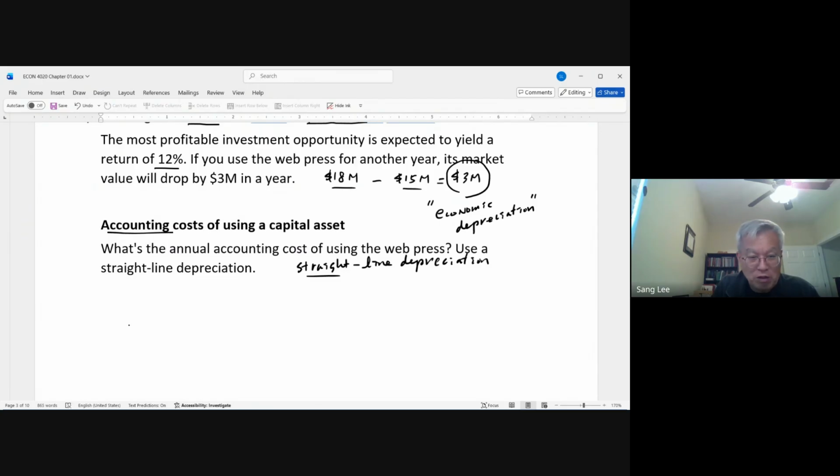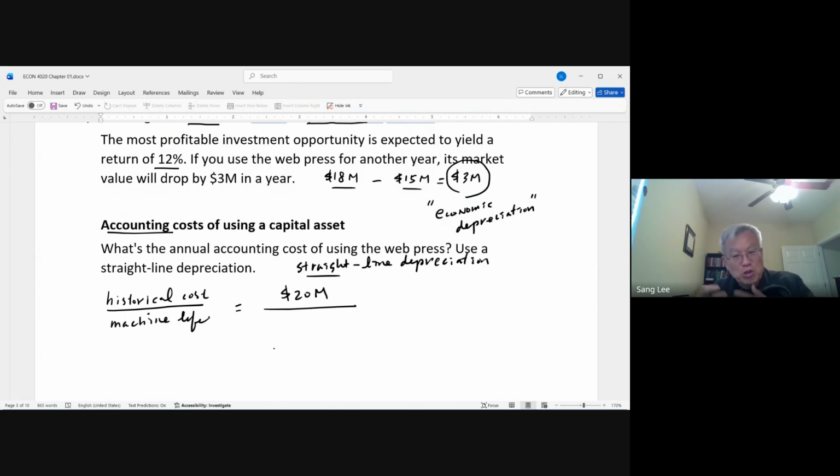So here, how do we use this straight line depreciation to figure out the accounting cost of using a capital asset? It's straightforward. Always historical cost divided by machine life. So in this example, what's the historical cost? The initial price you paid for the web press machine, which was $20 million. We use straight line depreciation, and we assumed the web press machine has 10 years of machine life. So we divide this by 10 years. So then it's $2 million per year.